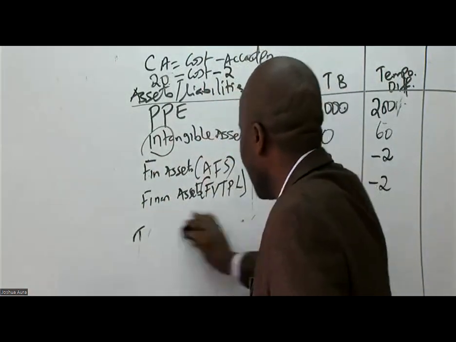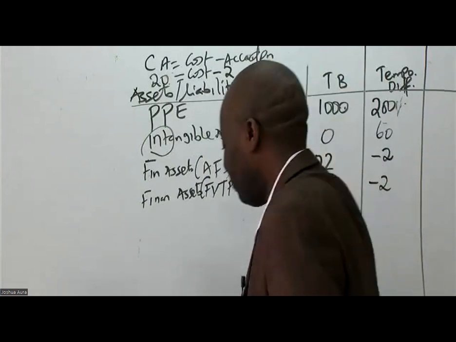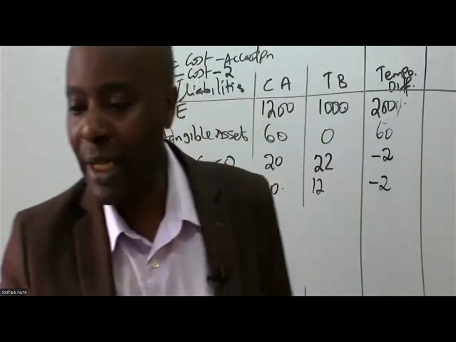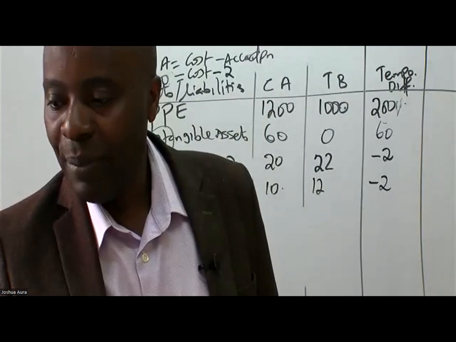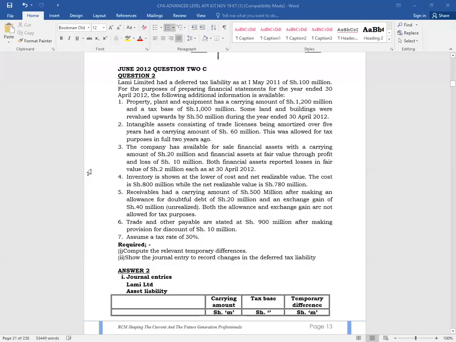Now, please listen. I'll be able to pick the next item. The next item here we are told is inventory. We are told inventory is shown at the lower of cost and net realizable value. The cost is shillings 800 million, while the net realizable value is 780.